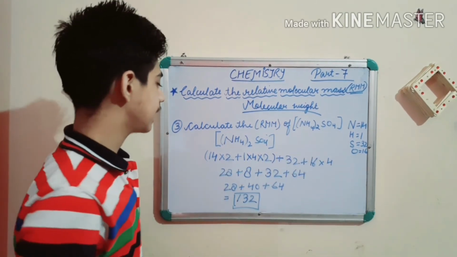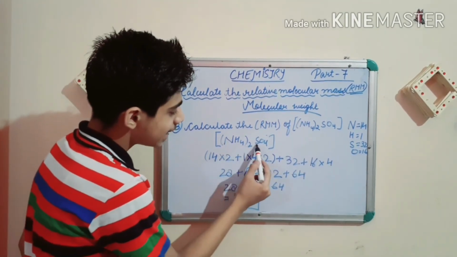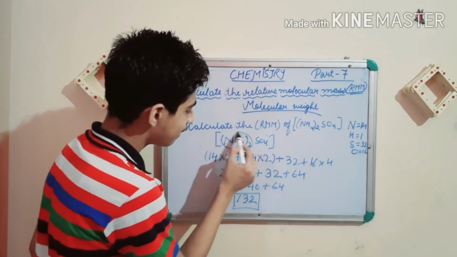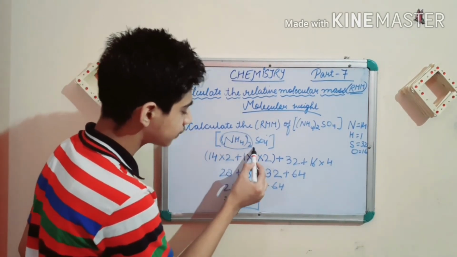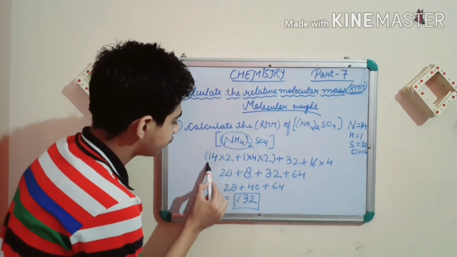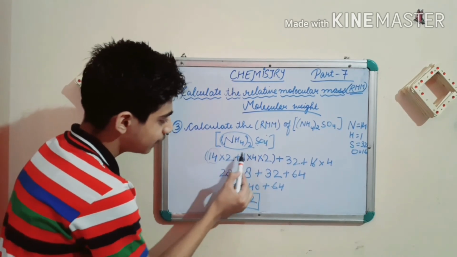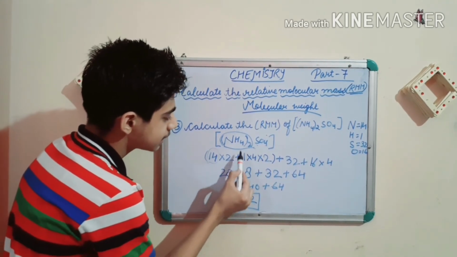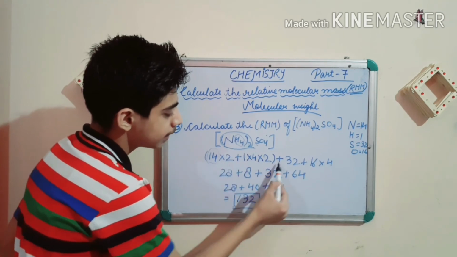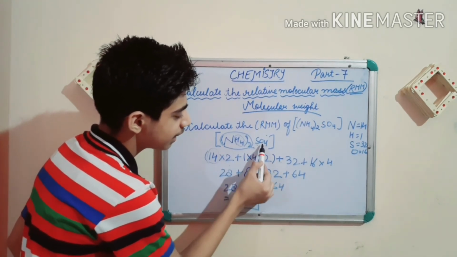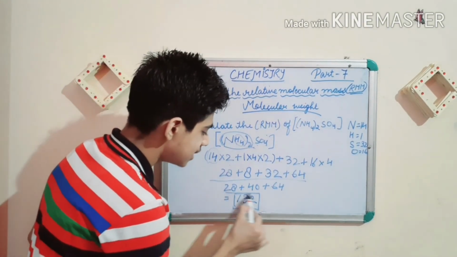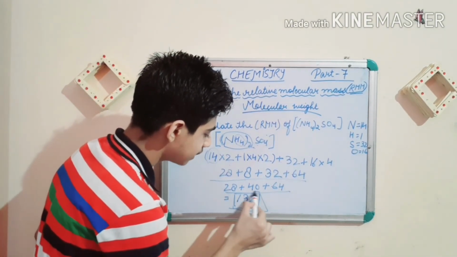Let me tell you once again, NH4 whole twice means these all have to be multiplied by 2, because 2 is present outside the bracket as a subscript. So first we write the atomic weight of nitrogen multiplied by 2 because 2 is outside, plus hydrogen 4 into 1 into 2, plus 32 because of sulfur, plus oxygen 16 into 4. Then we write all this, then all addition, and then the final answer is 132.